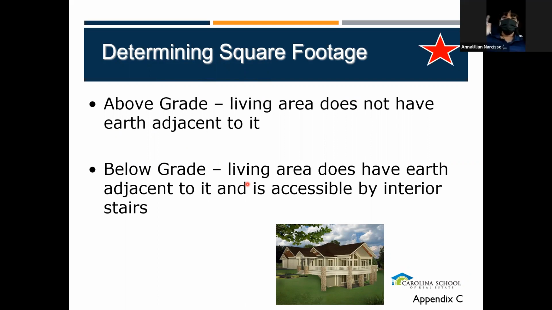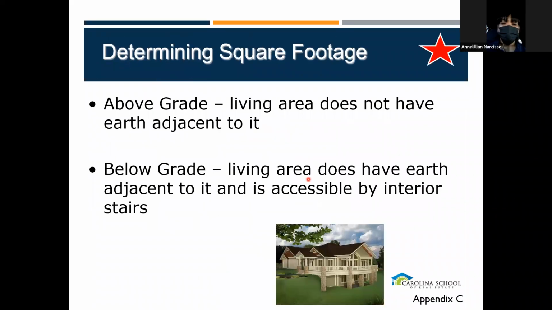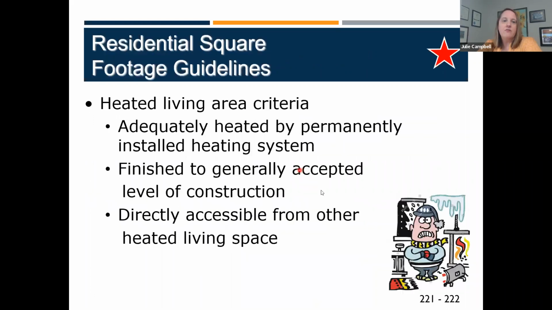I have a question. Yes. Can you hear me? Yeah. So when we're determining the square footage, whether the property has above or below grade, do we have to break it up on the sheet like that? It's below grade, it's still included in the square footage of the home, right? If it's finished, adequately heated, and directly accessible.